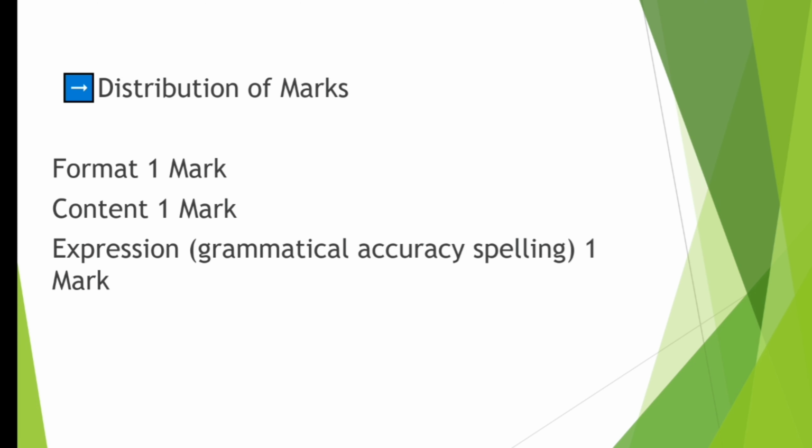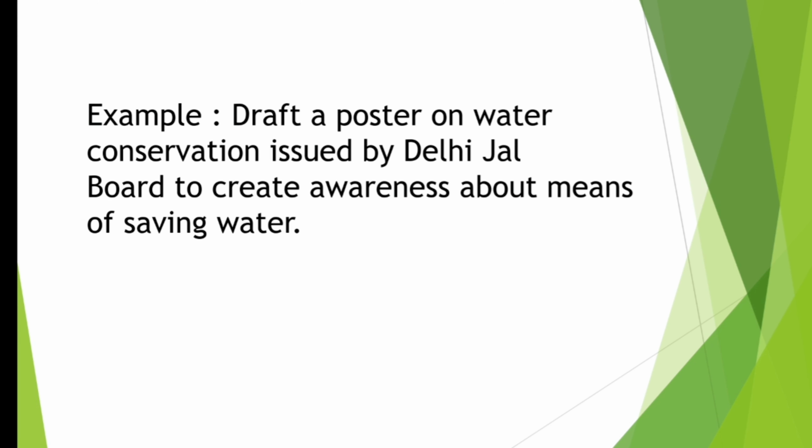So let's see the distribution of marks. One mark for format, second one for content, and third one is for expression. Let's take an example. So draft a poster on water conservation issued by Delhi Jal Board to create awareness.